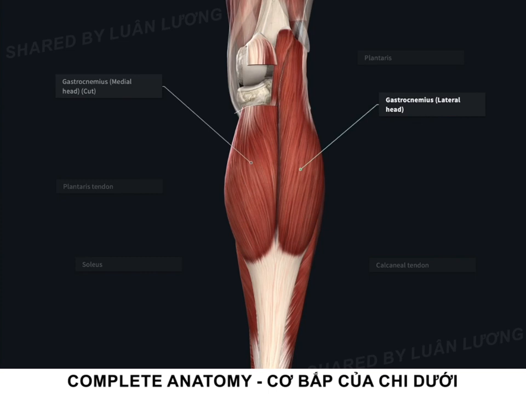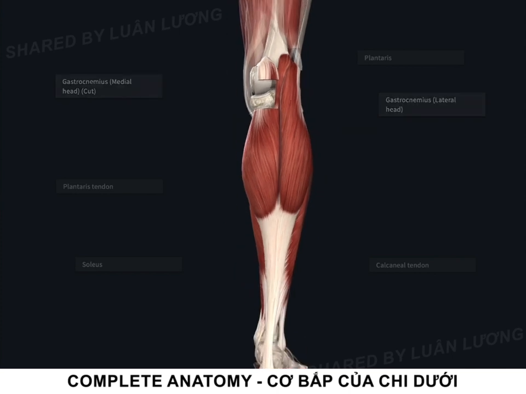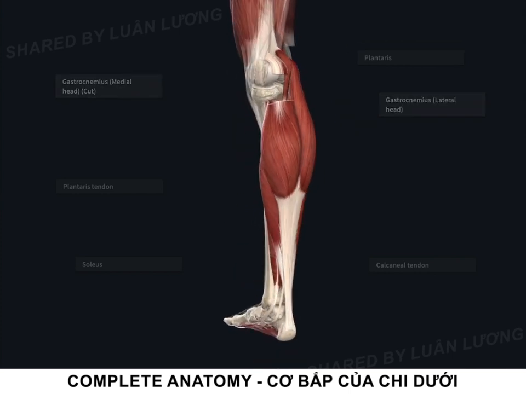As we can see, the muscle is going to cross the knee joint as well. So it's not only going to join with its attachment at the calcaneal tendon to produce action at the ankle, but it's going to produce action at the knee.